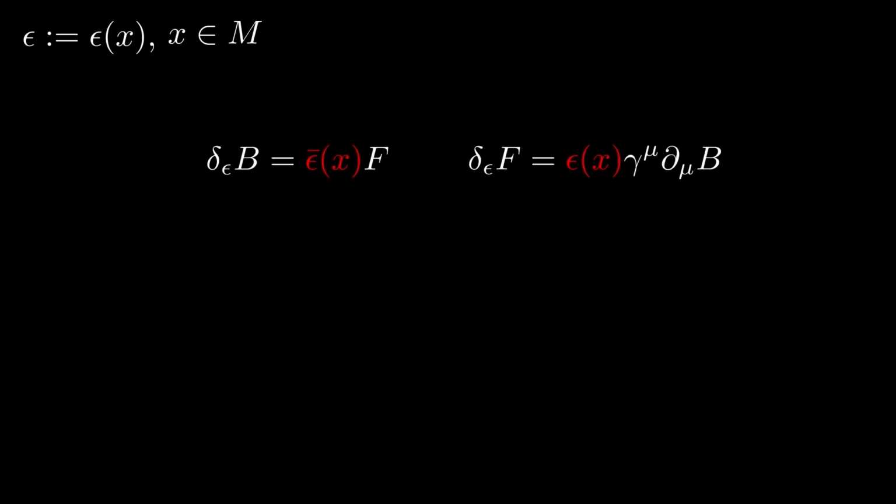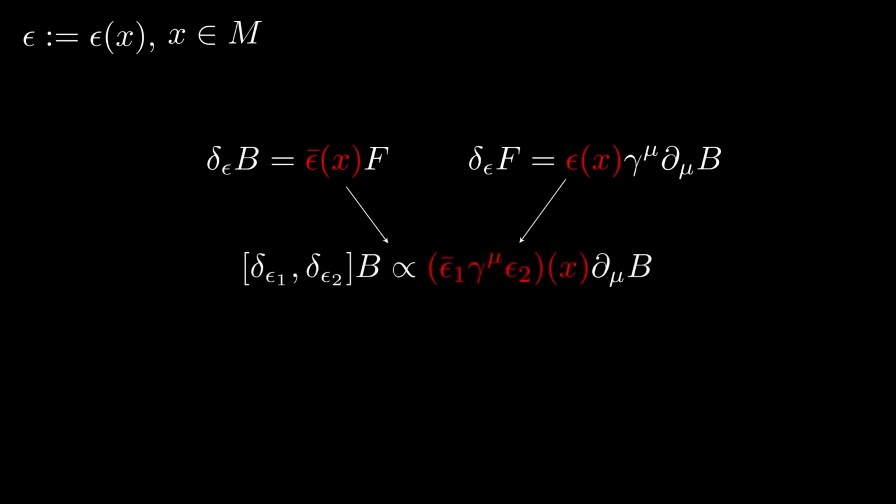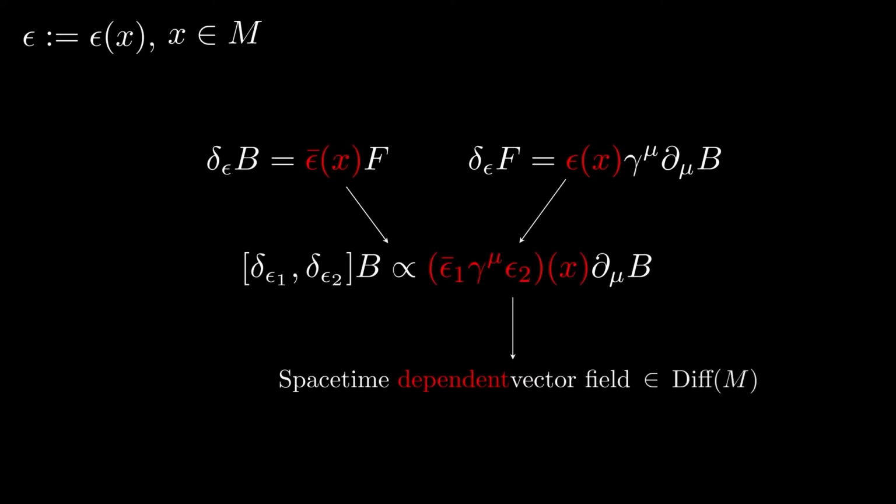Now suppose that the supersymmetric parameter depends locally on the points of our spacetime. The supersymmetric variations don't get altered too much, but now the action of the commutator operator becomes proportional to a spacetime dependent vector field. This vector field in fact belongs to the infinitesimal version of the group of diffeomorphisms of the spacetime. So, any theory that's invariant under local supersymmetry is also invariant under diffeomorphisms.